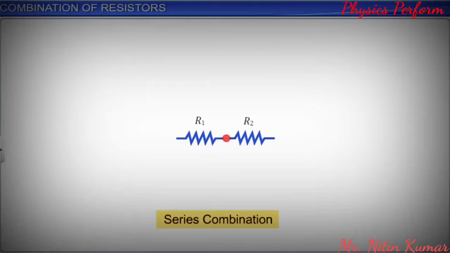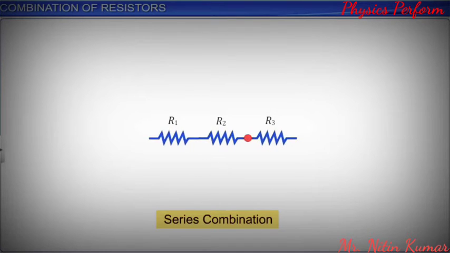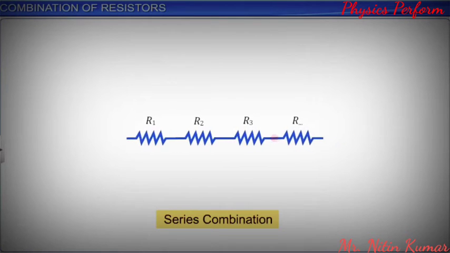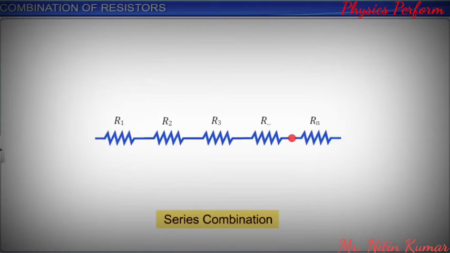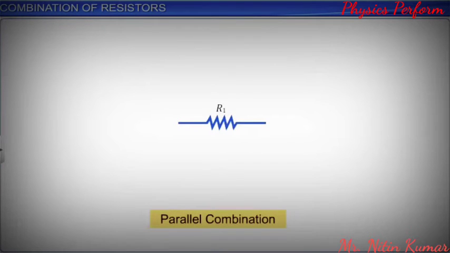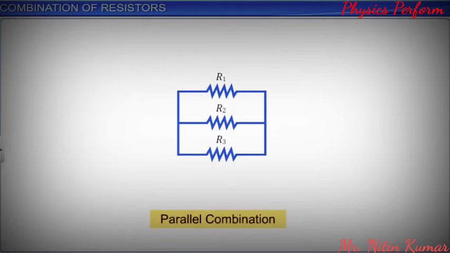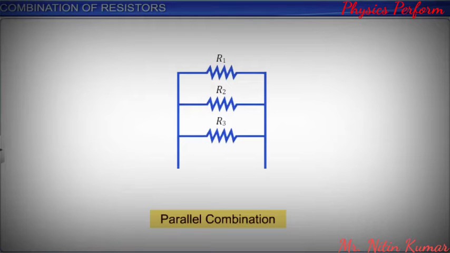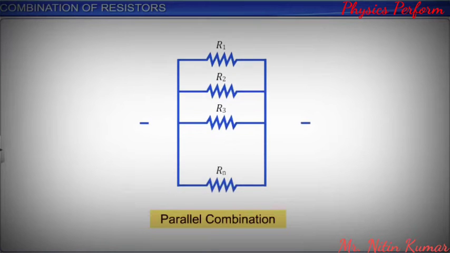We obtain a series combination of resistors by joining one of the two endpoints of a resistor to the next resistor. We can make a series combination using 2, 3 and so on up to n resistors. We obtain a parallel combination of resistors by joining one end of all the resistors and similarly joining the other end of all the resistors. A parallel combination can be made using any number of resistors.